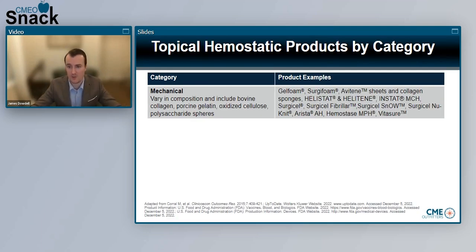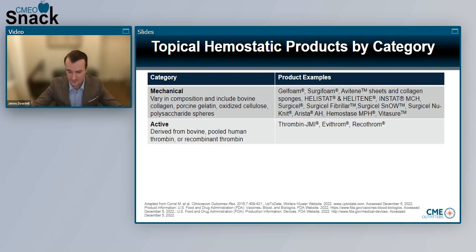So we have the mechanical. What do I typically use? I typically use oxidized cellulose, which is Surgicel. I don't have the polysaccharide spheres available to me, but Arista is an example of that. Gel foam, which is a gelatin. I typically mix that with thrombin. So the mechanical basically works by helping create a platelet aggregation. It also helps stabilize clots that already exist and a tamponade effect to stop bleeding.